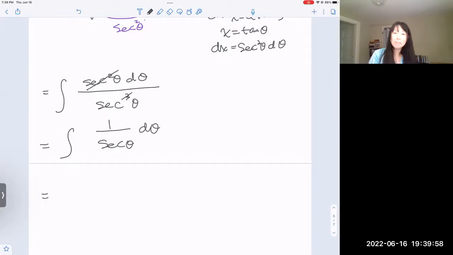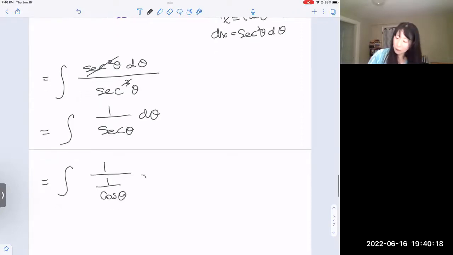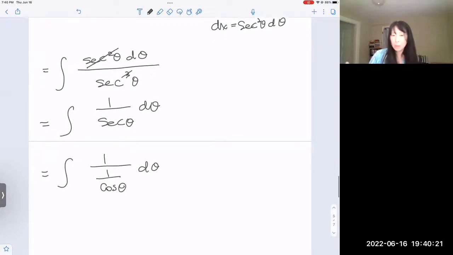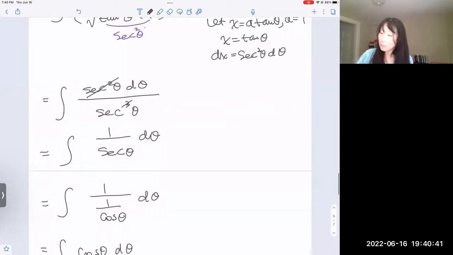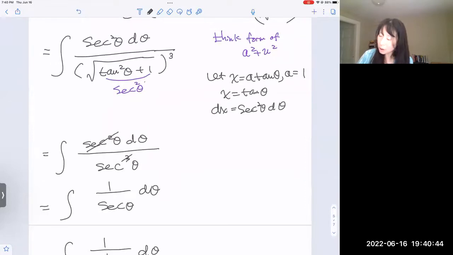How do we express this one? Okay, you might not think quickly, right? So let me show you. 1 over secant, which is 1 over cosine theta, d theta. Then this will be what? Sine theta. Cosine theta d theta. Okay. Now sine theta plus C, right? Okay, so we're gonna find out what's the sine theta by right triangle. So look.